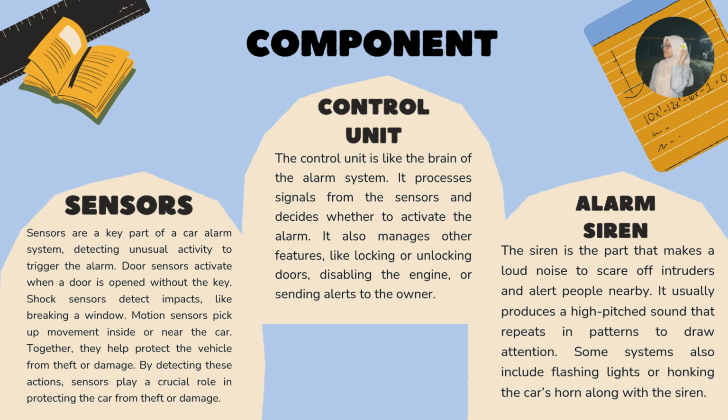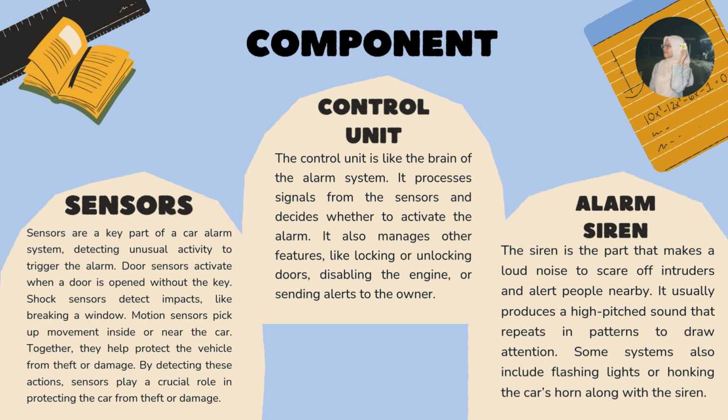Shock sensors detect impacts like breaking a window, and motion sensors pick up movement inside or near the car. Together, they help protect the vehicle from theft or damage. By detecting these actions, sensors play a crucial role in protecting the car from theft or damage.